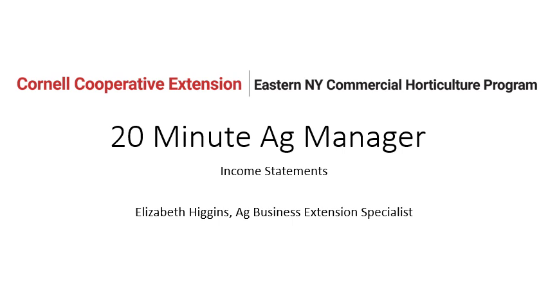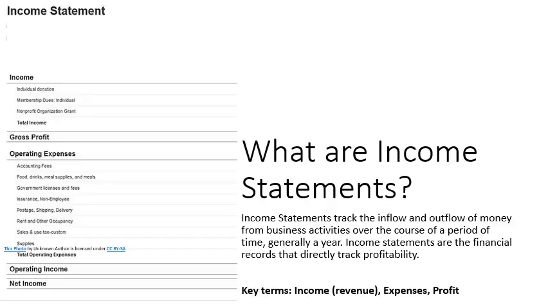Program. And in this episode of the 20-Minute Ag Manager, we're going to talk about income statements. So what are income statements? Income statements are documents that track the inflow and outflow of money from business activities over the course of a period of time, generally a year. Income statements are the financial records that would directly track the profitability of business activities on your farm. And the key terms we're going to talk about that we're going to define in a moment are income or revenue, expenses, and profit.